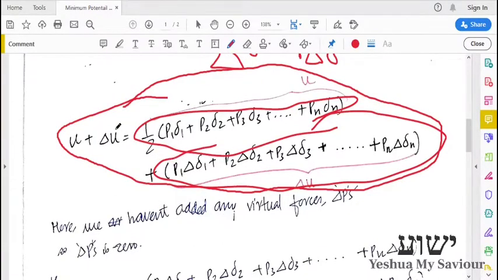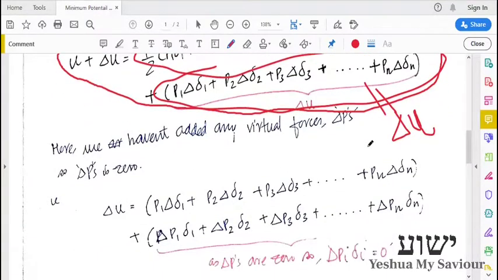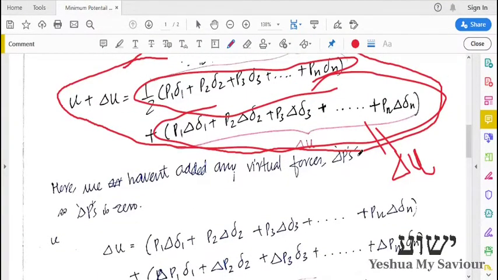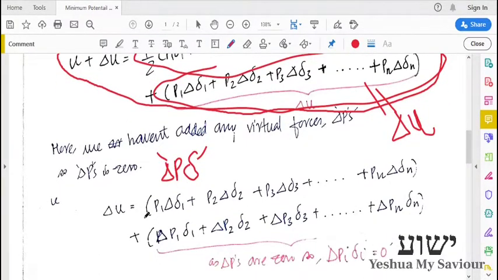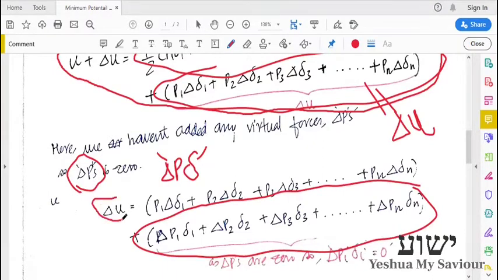Suppose that we consider delta U alone, and suppose that we are summing up the total forces, or we are considering something like a complementary strain energy, that is delta P delta, along with this. So here delta P is zero, as we are not applying any virtual forces. So the whole thing is zero. We are just adding zero to this. This is just to get into a theory.